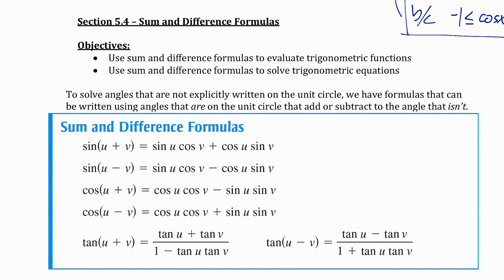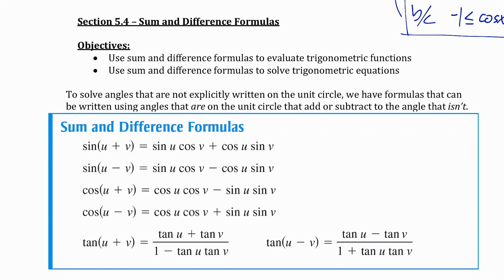Now similar for cosine, we've got cosine of u plus v. And this one's got a more consistent pattern. It's cosine of u times the cosine of v minus the sine of u times the sine of v. For the cosine of u minus v, so the difference of two angles, we've got cosine of u times the cosine of v plus the sine of u times the sine of v.